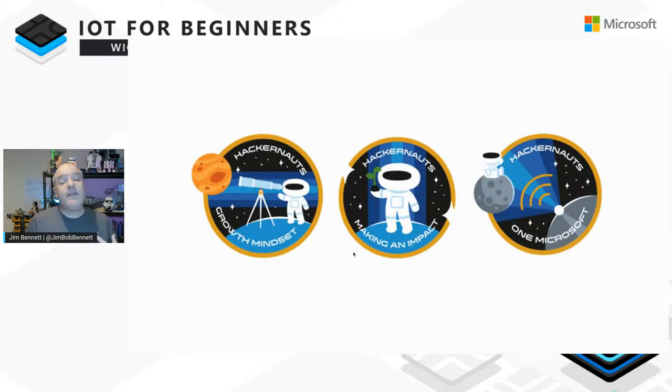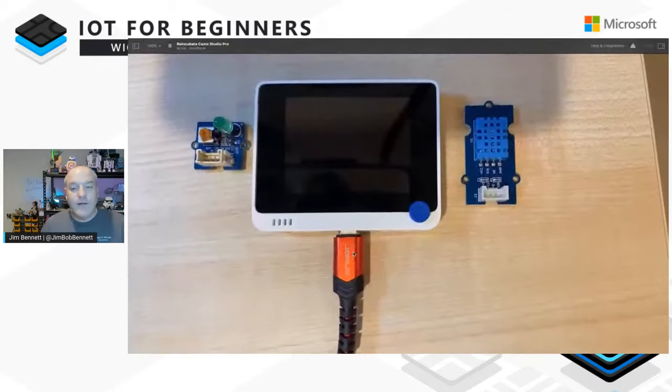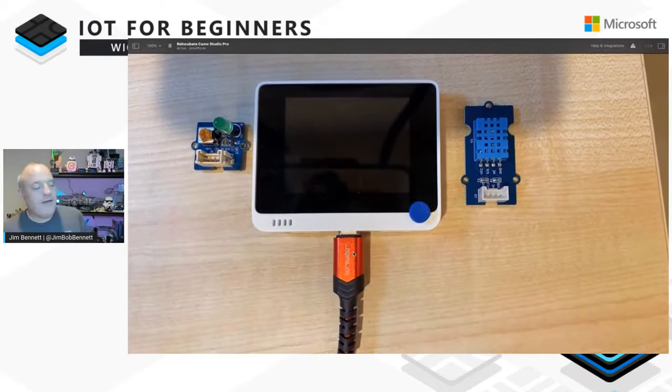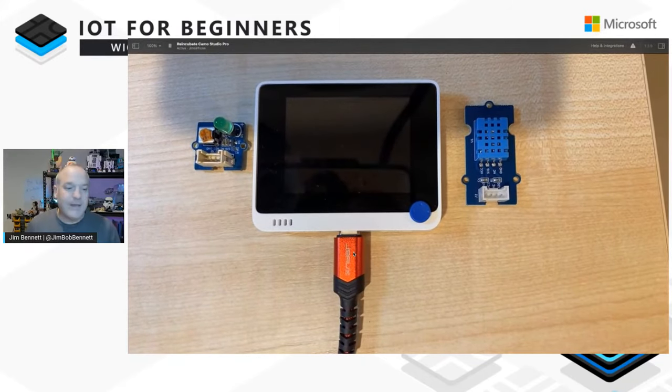And as part of the hackathon, we run a series called Hackanauts. It's the idea of we want people to learn new skills, use those new skills to make an impact, and come together with other folks from different parts of Microsoft to work out how they can build their hacks. And as part of the Hackanauts program, we have been providing groups of Microsoft employees with a device called a Wio Terminal. This one here. Arduino device with a load of sensors, screens, and other bits and pieces.